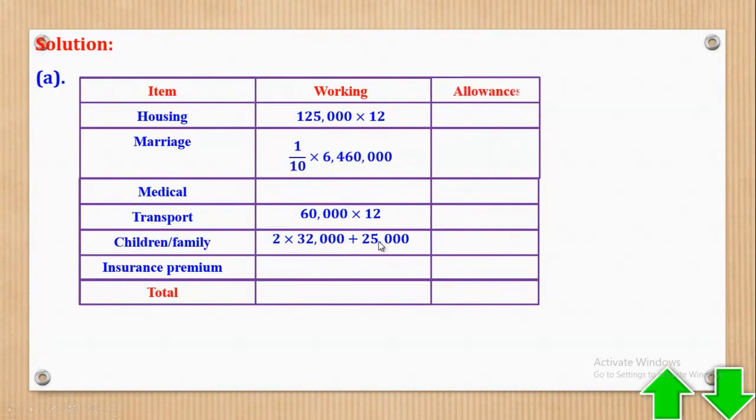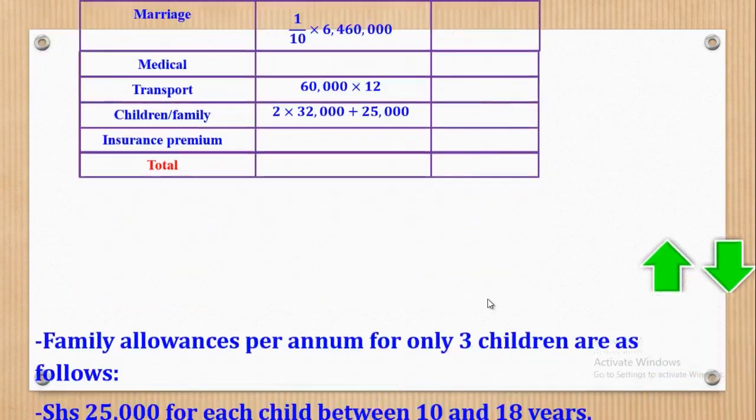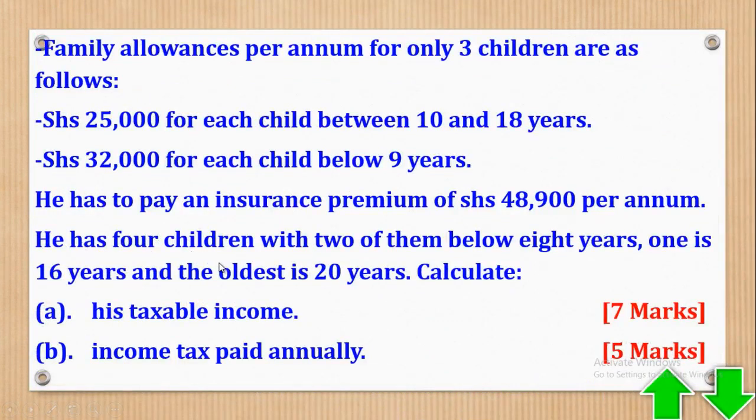Lastly is the premium, which does not need calculation. These others don't need calculation. The ones which are blank don't need any working because they were already per annum. For example, the insurance premium: he has to pay an insurance premium of shillings 48,900 per annum, so it's already per year.